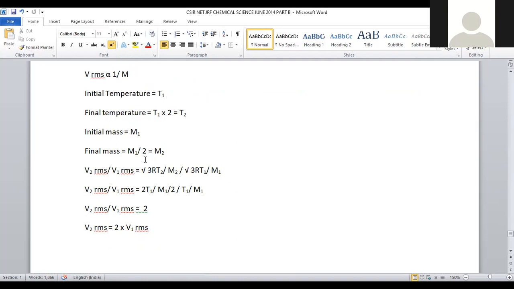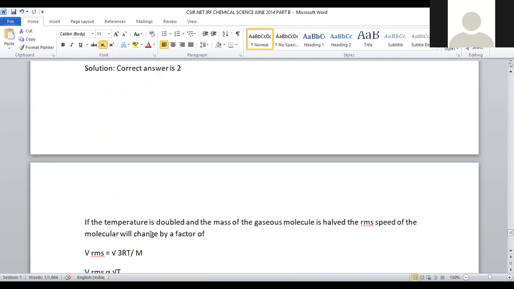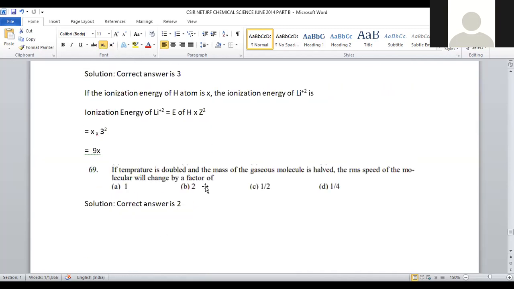If we substitute, 3R got cancelled, both are exactly equal. All the common terms got cancelled so that V2 RMS by V1 RMS value becomes 2. Nothing but V2 RMS is equal to 2 into V1 RMS. Okay, the initial RMS speed is doubled. For question number 69, option number 2 is the correct answer.